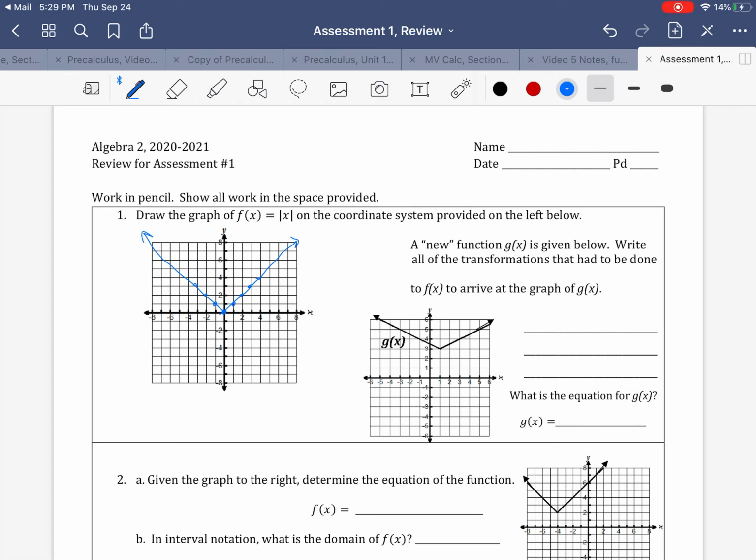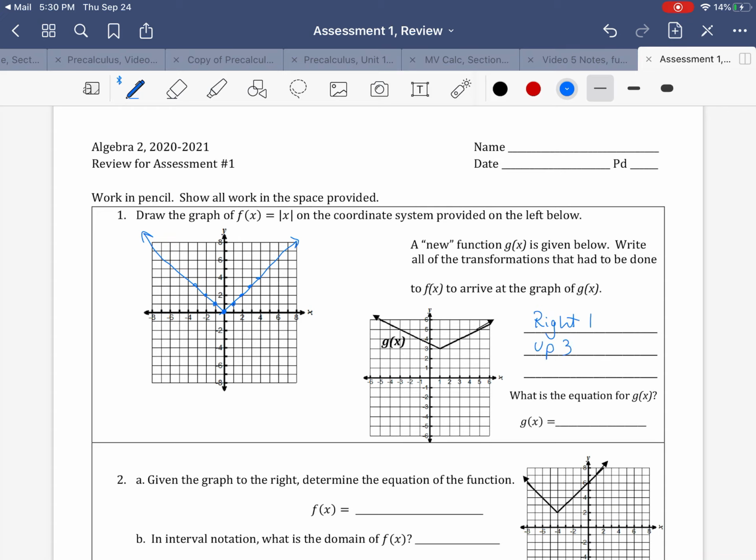All right, so we have this new function over here. We have to write down all the transformations from this blue graph to this graph you see right here. First of all, I see that the graph has been moved to the right and up to get to this new vertex. The new vertex is at (1, 3), so it's been moved to the right 1 and up 3. So I'll jot those down: right 1 and up 3.